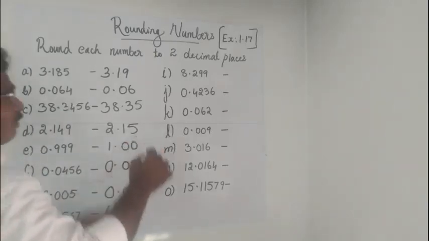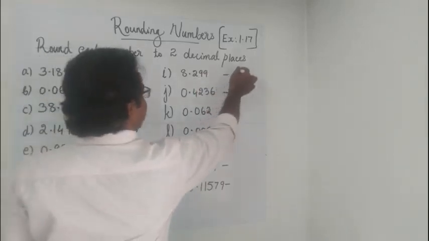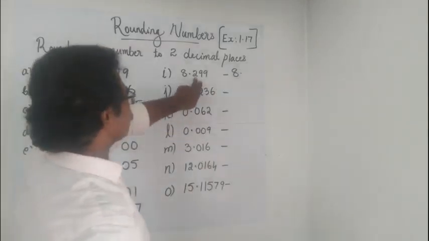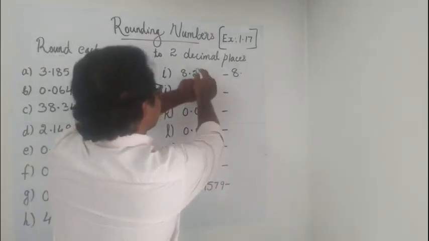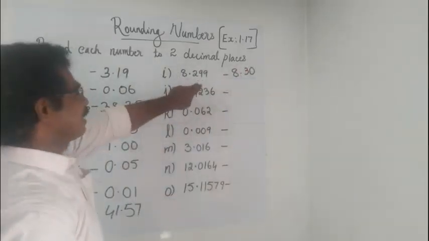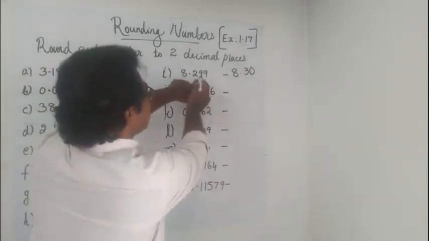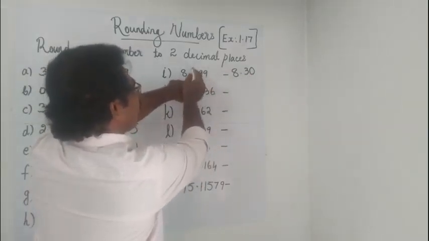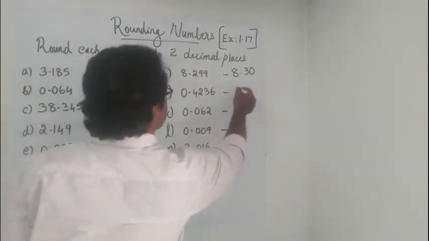Okay. Next, we move to this side. 8.299. Focus on it. How will you get it? Focus on the 2 digits. It was 9, and 9 becomes 10, and here becomes 3. What is it? 8.30. How is it? See, the digit after the 2 digits is greater than 5, so 1 is added to this 9. It becomes 10, 0, put the carry over here. 2 plus 1 is 3. 8.30. Okay.